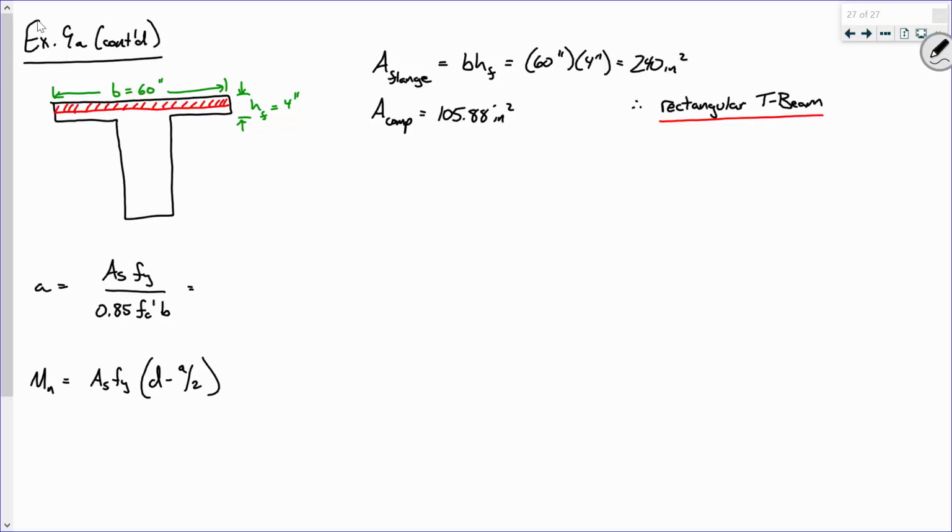So it's 6 square inches, 60 ksi, 0.85 fc prime, which is 4 ksi. And then this is 60 inches. And what did you get, Mr. Fadiga? 1.765, something like that.